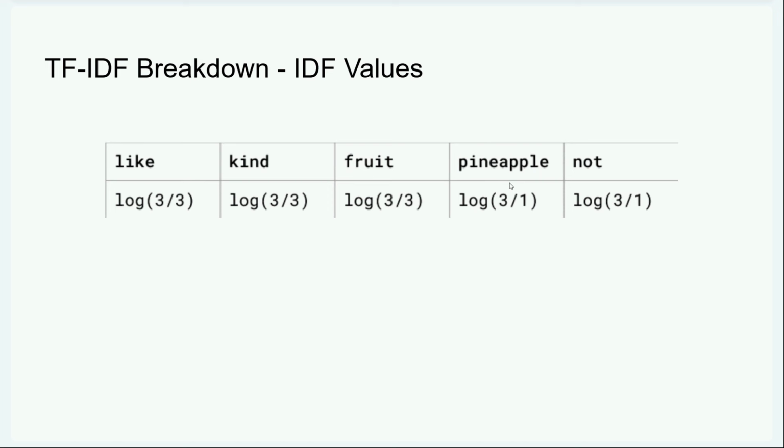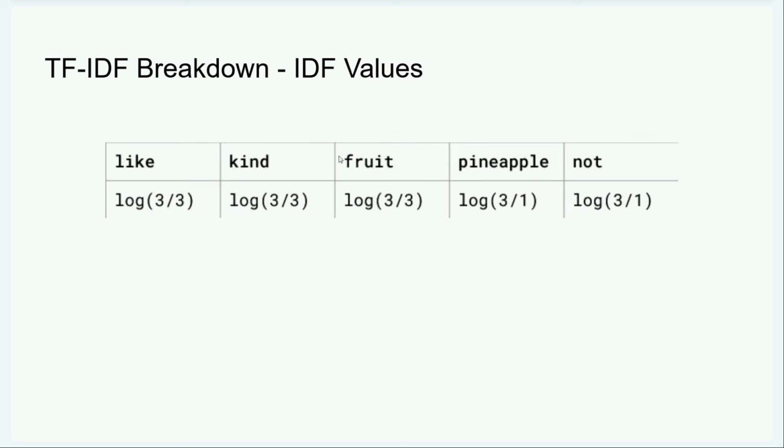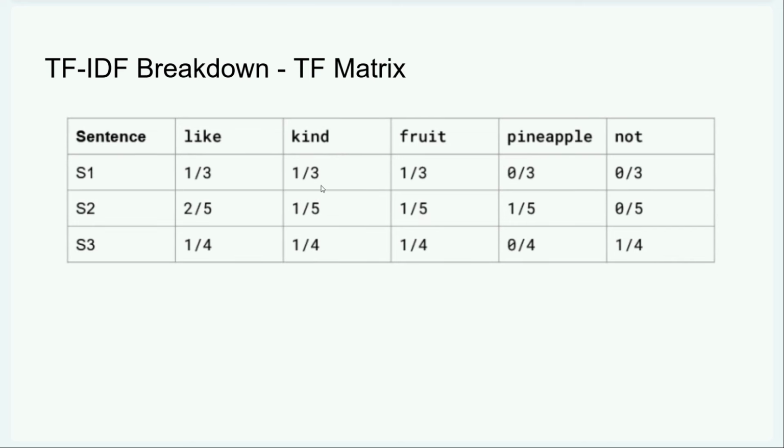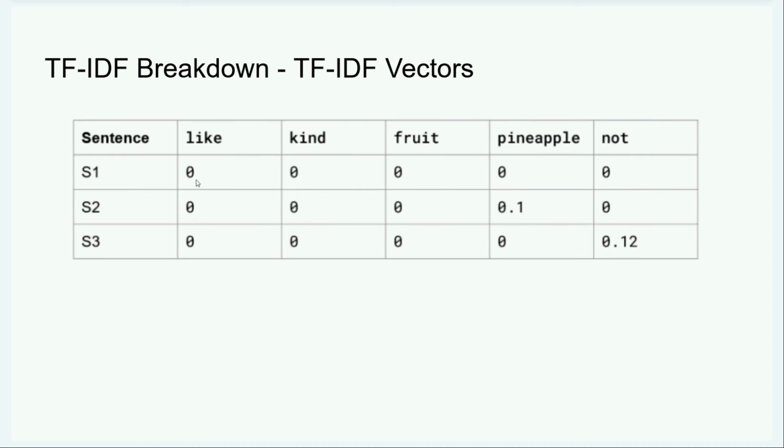Now pineapple only appears in one of the sentences. So 3, which is the total number of sentences, divided by the number of sentences in which pineapple appears, which is 1, and you take the log of it. Similar case for not. Now, when I want to create my TF-IDF vectors, what I would do is take this TF matrix and multiply it with this IDF matrix. So then I would have these values.